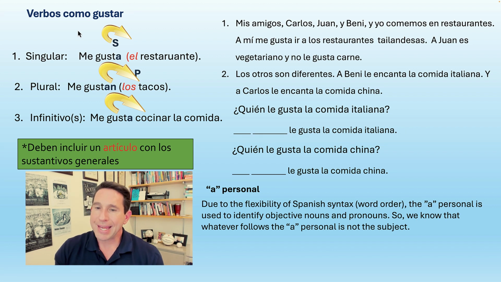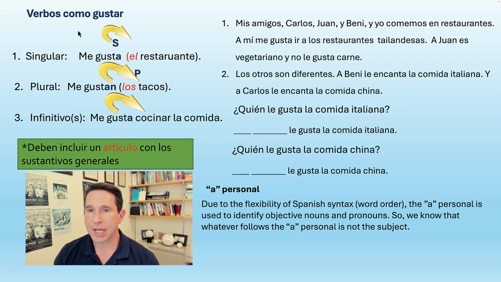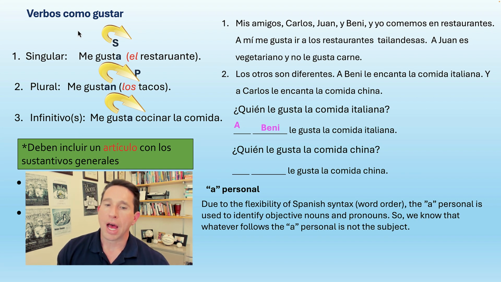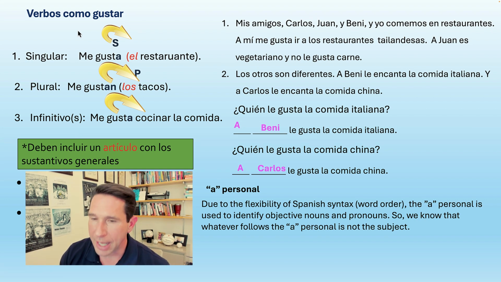Okay, so ¿quién le gusta la comida italiana? So what do we have? In number 2, it says, los otros son diferentes. A Benny le encanta la comida italiana, right? So a Benny, right? A Benny le gusta la comida italiana. ¿Quién le gusta la comida china? A Carlos le gusta la comida china.